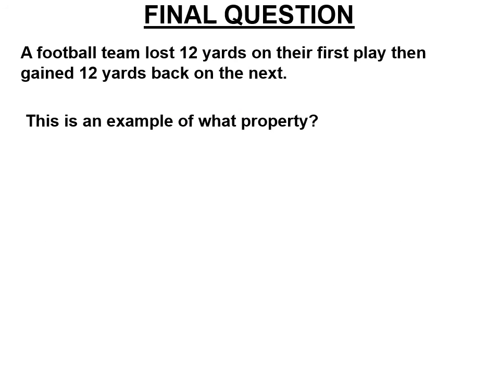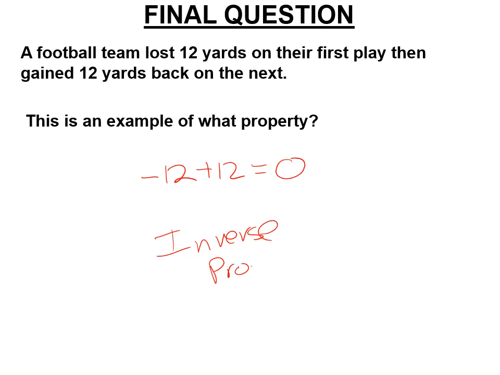A football team lost 12 yards on their first play, then gained 12 yards back. Yeah, this adds up to 0. What's the name of that property? It's the inverse property, within the name of the lesson, inverse property of addition. All right. We're adding opposites or additive inverses to get 0.